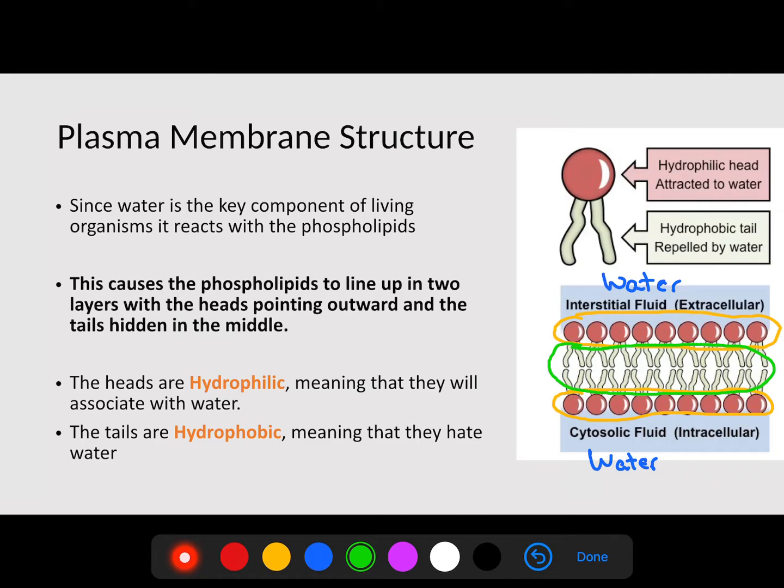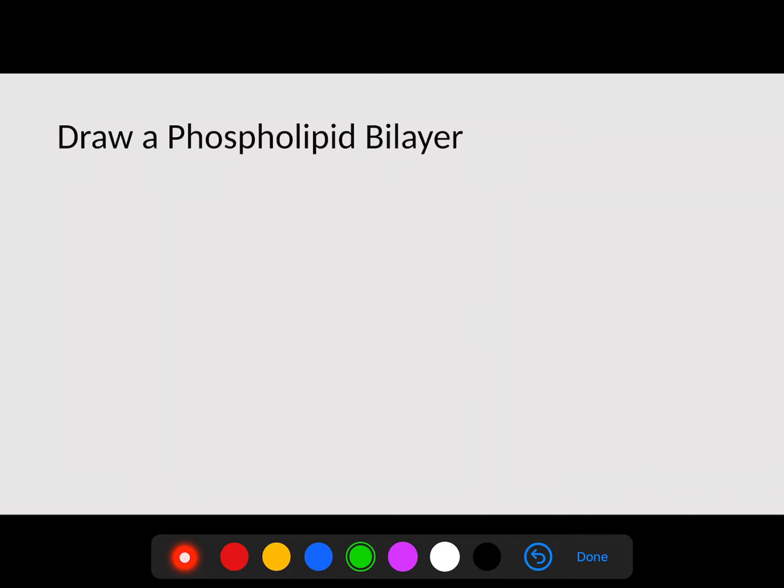So if you have a phobia of something, you have a fear of something, like if you're arachnophobic, you're afraid of spiders, hydrophobic would be afraid of water. So in other words, they don't want to be associated with water in any way. So this arrangement and these different properties of the different parts of the plasma membrane make the structure the way it is.